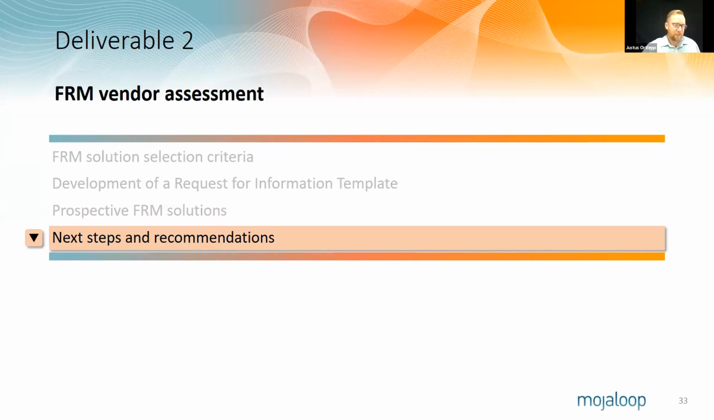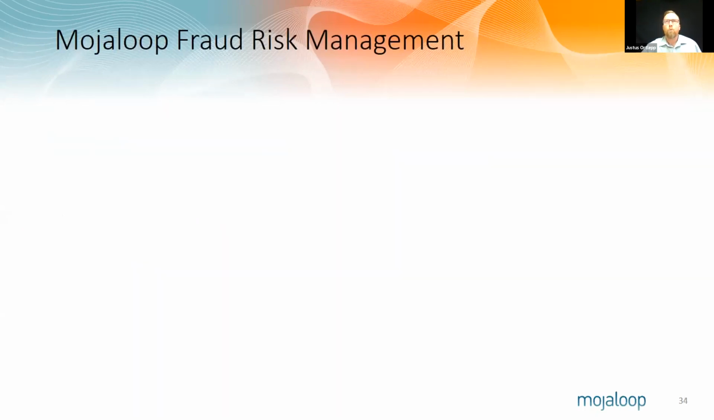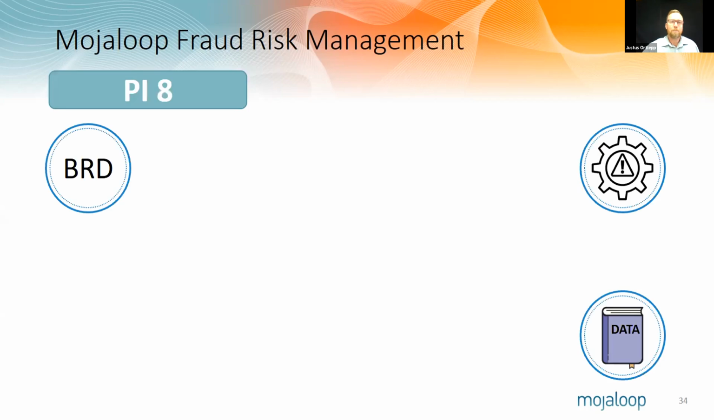At the moment, I see we have a few minutes left just for us to close out. So we wanted to maybe just recap on the work that we had done for the community to date. In PI8, we had developed a business requirements document. We had developed a typologies database that highlighted all of the risks that a Mojaloop environment would be vulnerable to. And we developed a data dictionary that would catalog all of the data fields that you would need in order to effectively detect all of these typologies within a system.